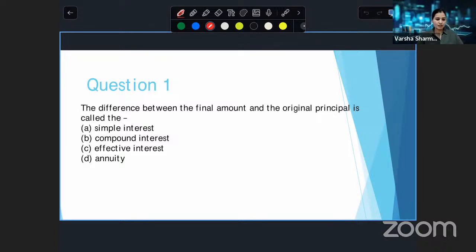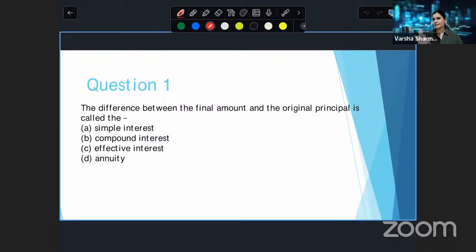Hello everyone. In our last classes, we talked about compound interest, and today we'll be doing the sums on that concept. Okay. So the first question: the difference between the final amount and the original principal is known as.